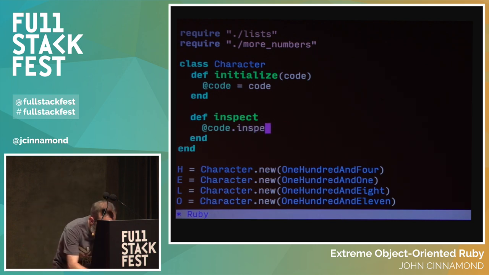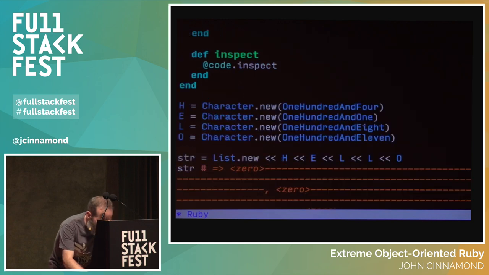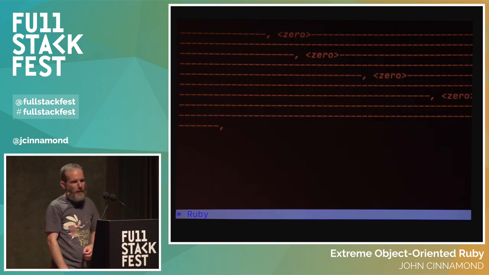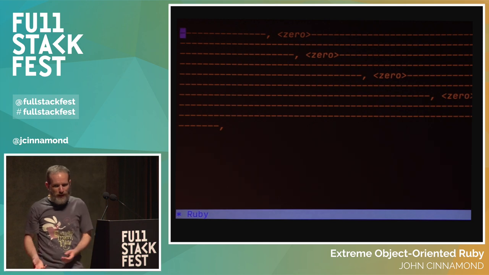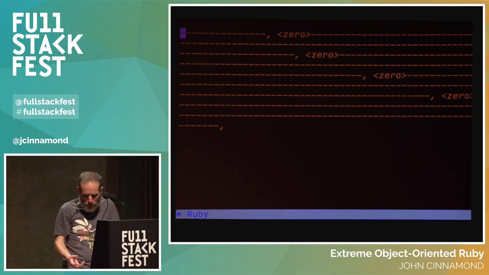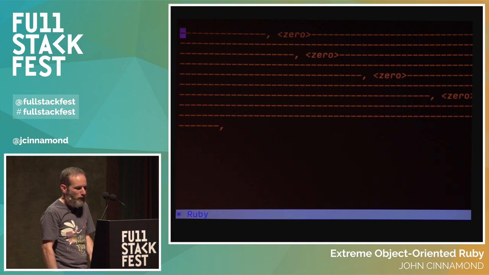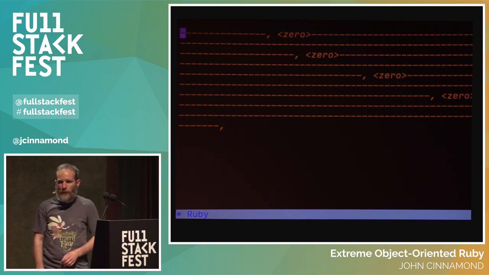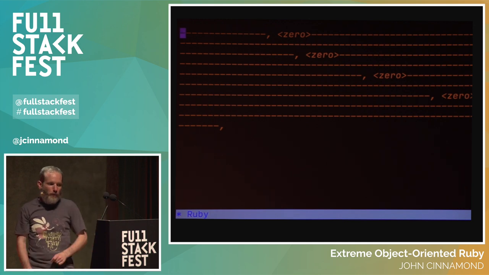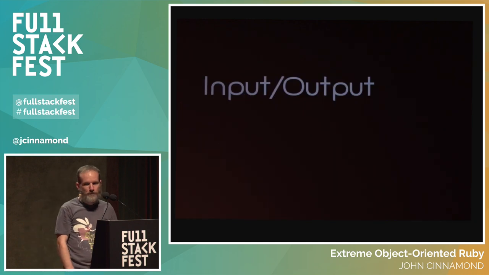We put it back to inspect, we get this horrible thing come out again. And this is not very useful. And this raises an issue about strings and characters, because they're not just representations inside the machine. They're actually things we use to communicate with the outside world. And we can't really talk about strings without talking about input-output.